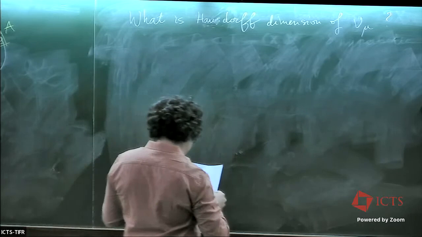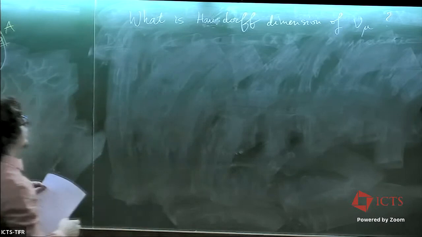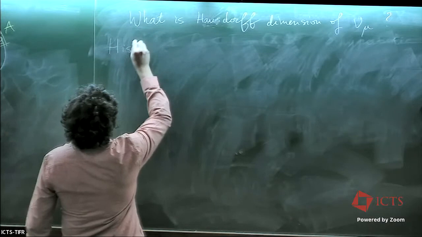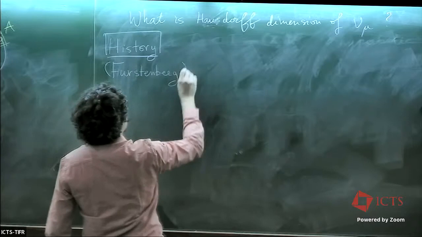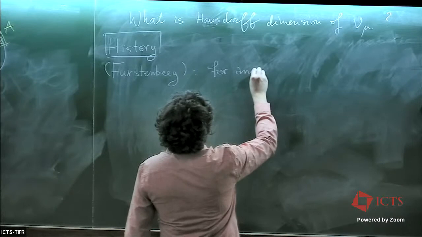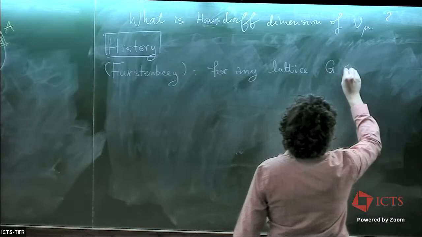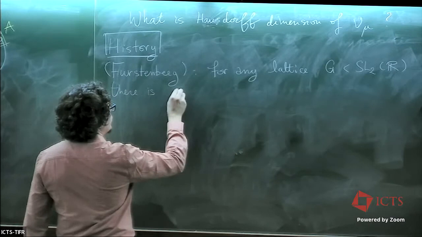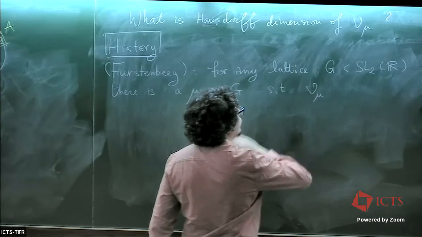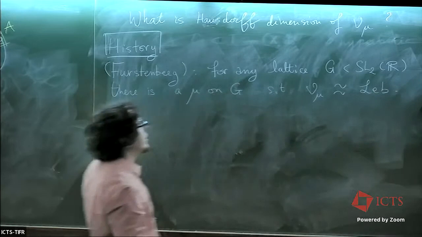And so this problem actually has a long history, and it started a long time ago with Furstenberg. So Furstenberg, in some sense, solved this problem already in the following sense: he proved that for any lattice, I guess I have to call it Gamma now, in SL2(R), discrete and of finite covolume, there is a measure mu on Gamma such that nu_mu is in the same class as the Lebesgue measure. So in some sense, this is solved, that's it.